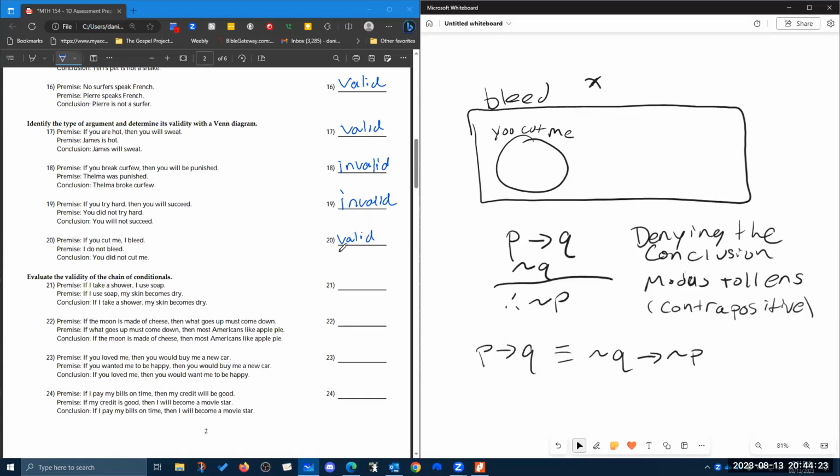All right, we're going to stop this video there. We'll come back next time, and we're going to use this type of notation right here next time to evaluate the validity of a chain of conditional statements. And we're going to use the structure of arguments to decide whether the conclusion is valid or invalid. See you for the next video.